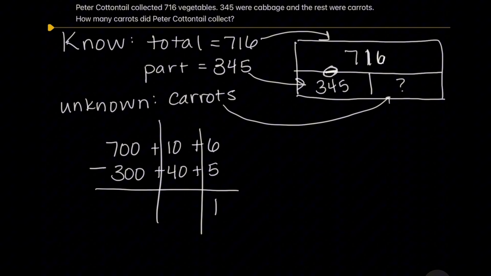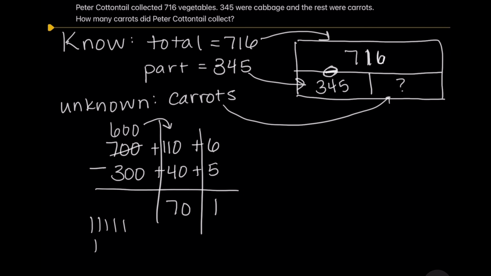So 6 minus 5 is 1, but I can't do 10 minus 40. So I have to take 100 away from the hundreds place, and then I can do the rest of the subtraction. 110 minus 40 is 70. If I can't do that in my head, if that's hard, I could draw a pictorial model of 110. So there's 110, and I can literally cross out 70. There we go. So what I have left over is 70.